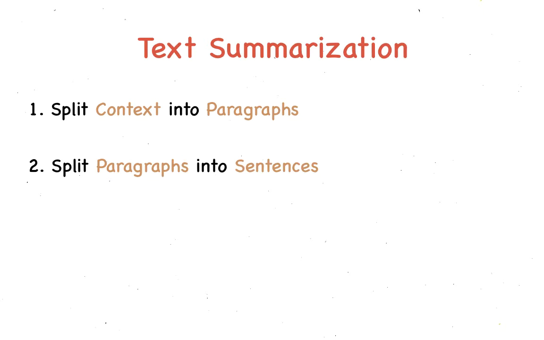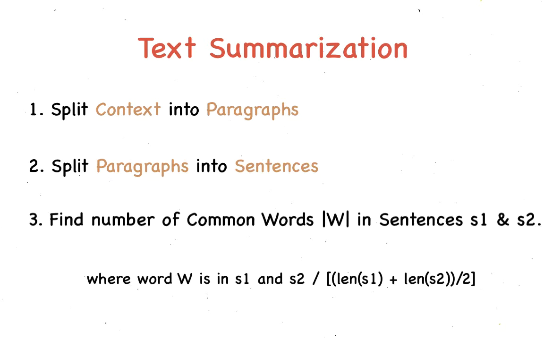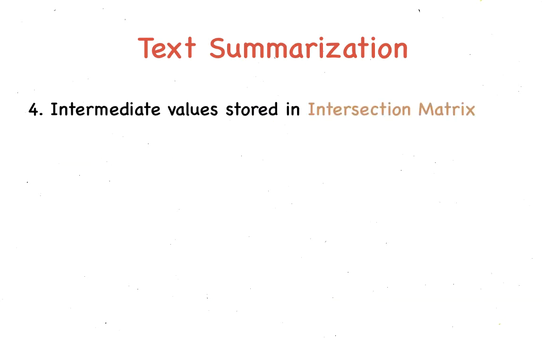So first we're going to take the entire context and split it down into paragraphs. Next, we split each paragraph into sentences. Then we compare every sentence with every other. This is done by computing the number of common words and then normalizing this by dividing it by the average number of words per sentence. These intermediate scores or values that are computed are stored in an intersection matrix.